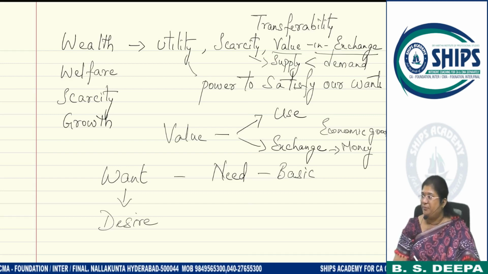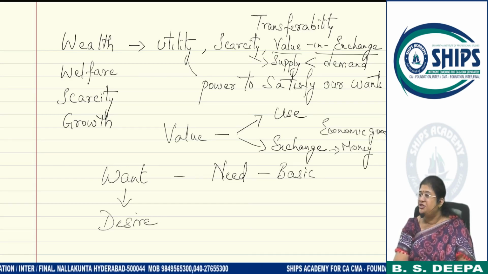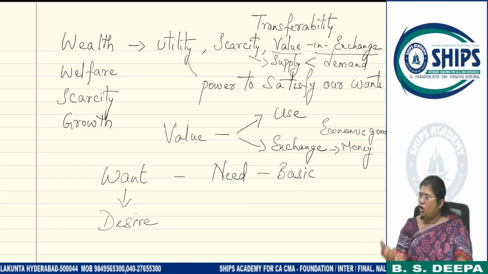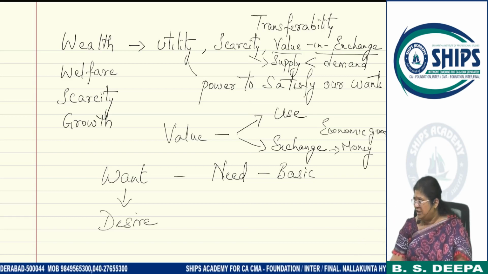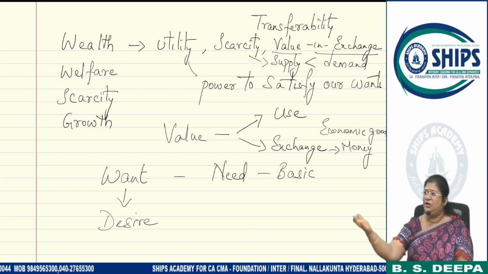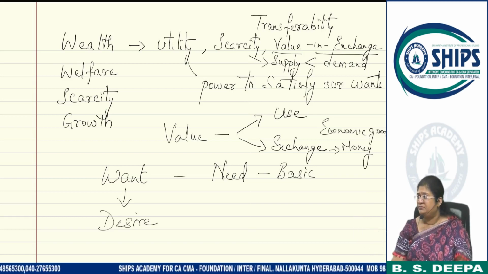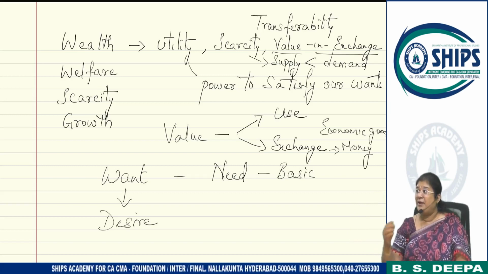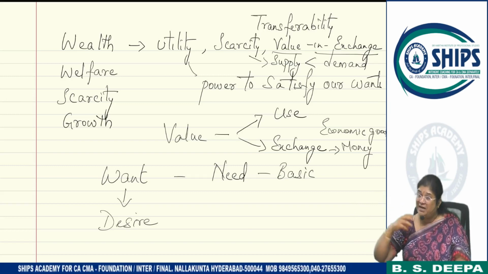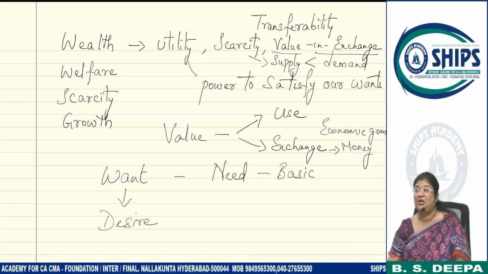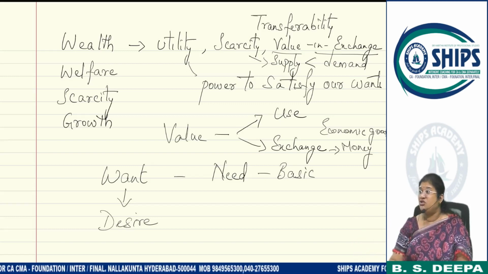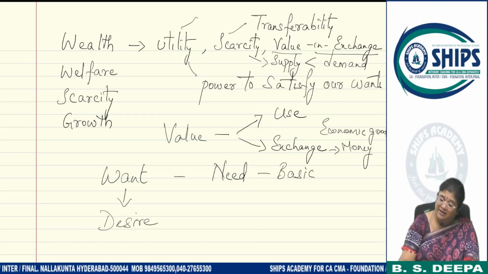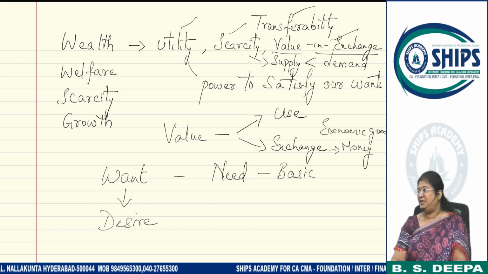Okay, for example, my property, I can change the ownership from my name to your name. I can make it into your name. Gold, I can give it to you. Any of the assets that I have, AC, cooler, whatever it is, I can give it to you. So that is what is called transferability. When I am able to transfer the ownership of my wealth into your name, that is what is called transferability. So wealth should have these four characteristics: utility, scarcity, value in exchange and transferability.